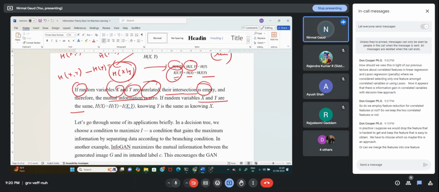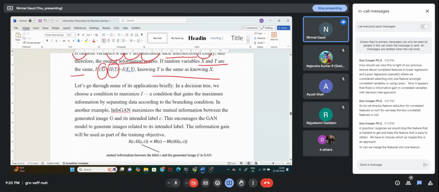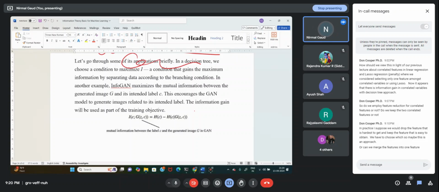But if the random variables are related, for example, if they are the same, then knowing X means knowing Y. That means knowing Y is the same as knowing X if they are the same. Else, if they are not fully related, somehow related, we'll get some information. And this formula you have to apply. So there are certain applications of information gain, like the decision tree. I just explained decision tree. We choose a condition for splitting the data, splitting about a particular feature where information gain is more.